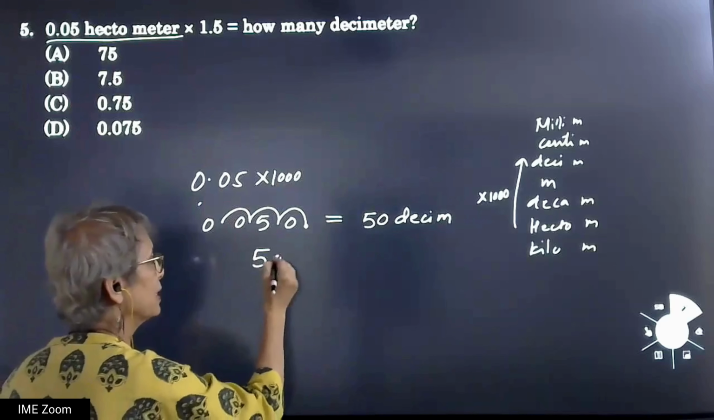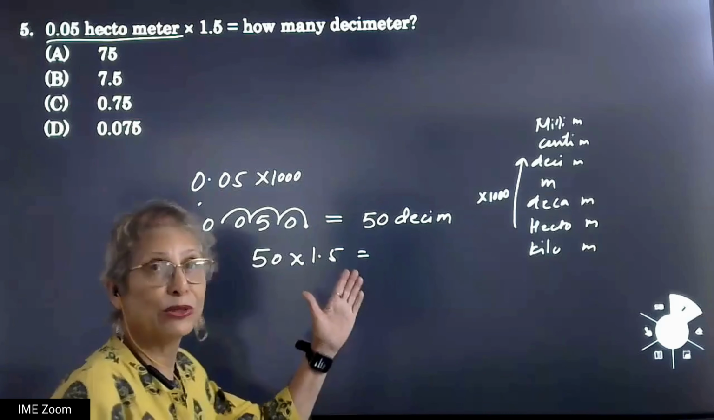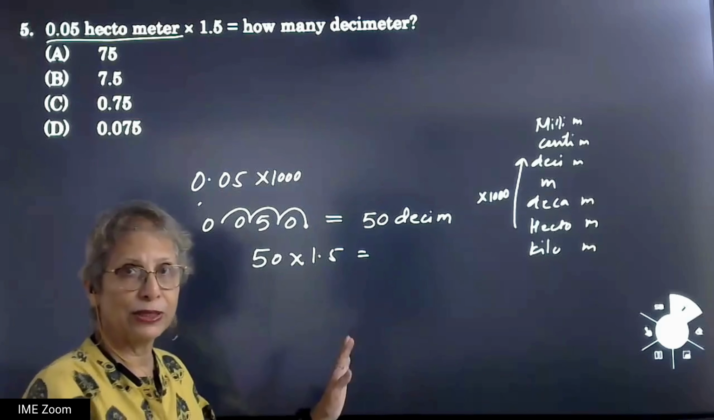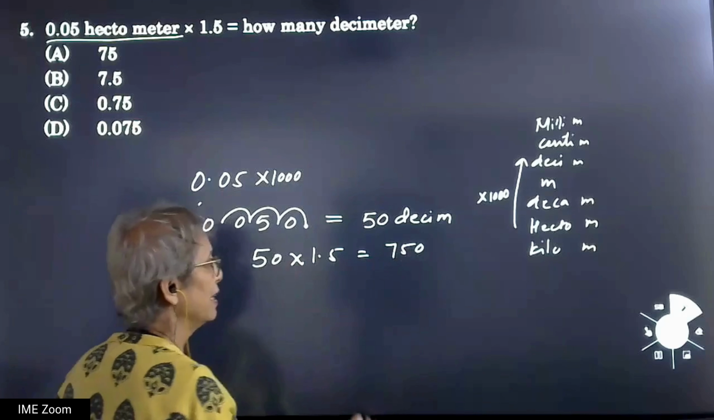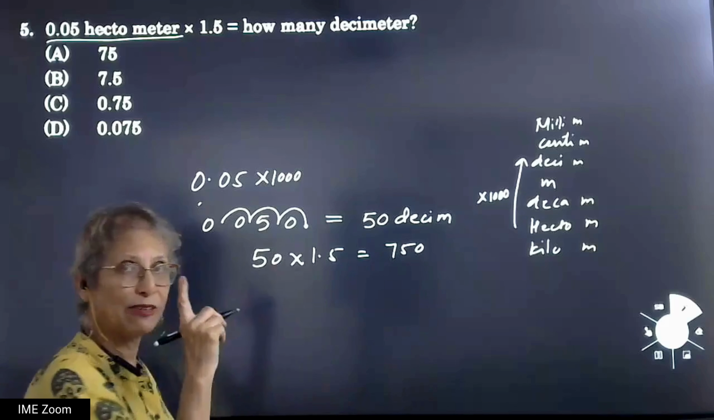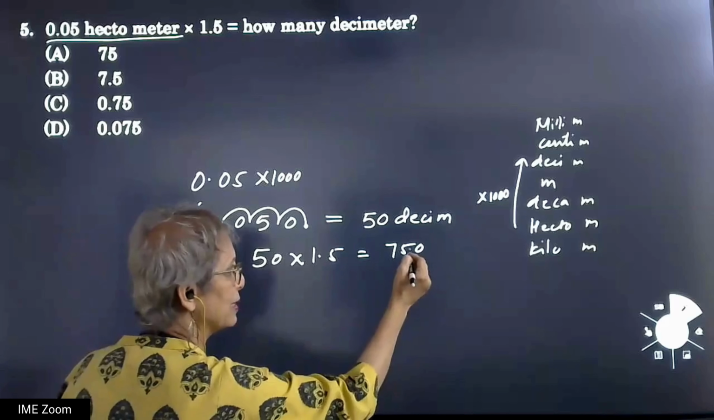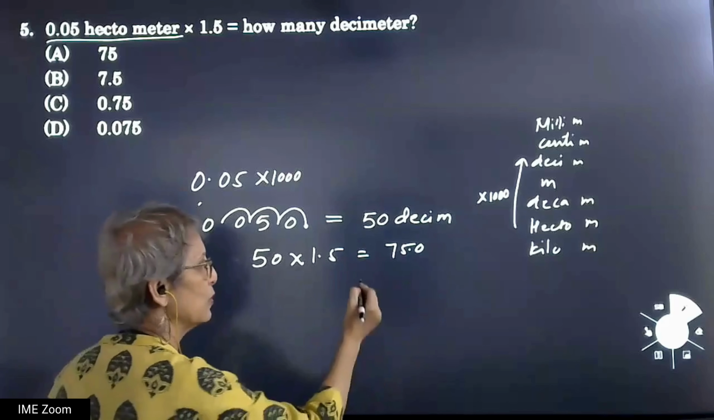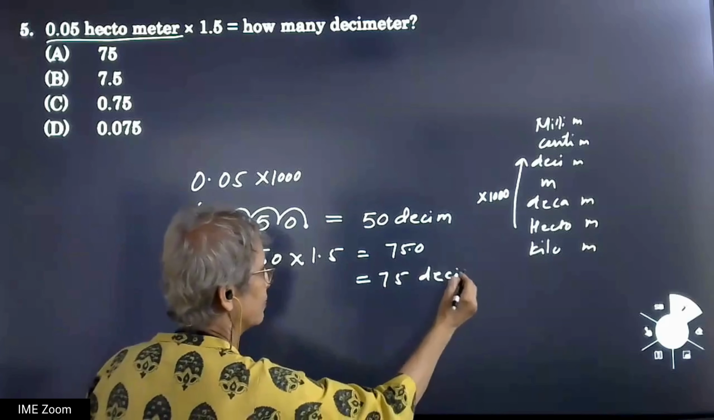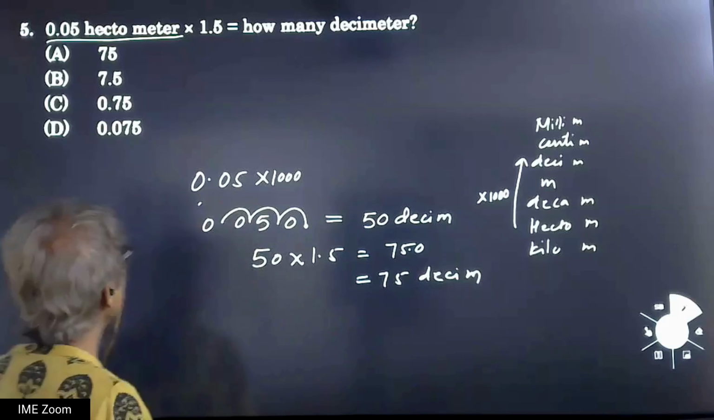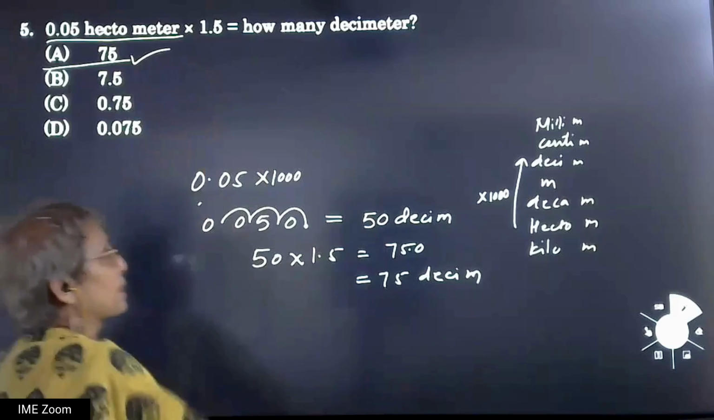So 50 multiplied by 1.5. Now while doing multiplication, ignore the decimal point. 15 5s are 75, 750. And now because there is one digit after the decimal point, from the right hand side, skip this digit and put the decimal point. So what is our answer? 75 decimeter. 75 decimeter. Here our answer is option A.